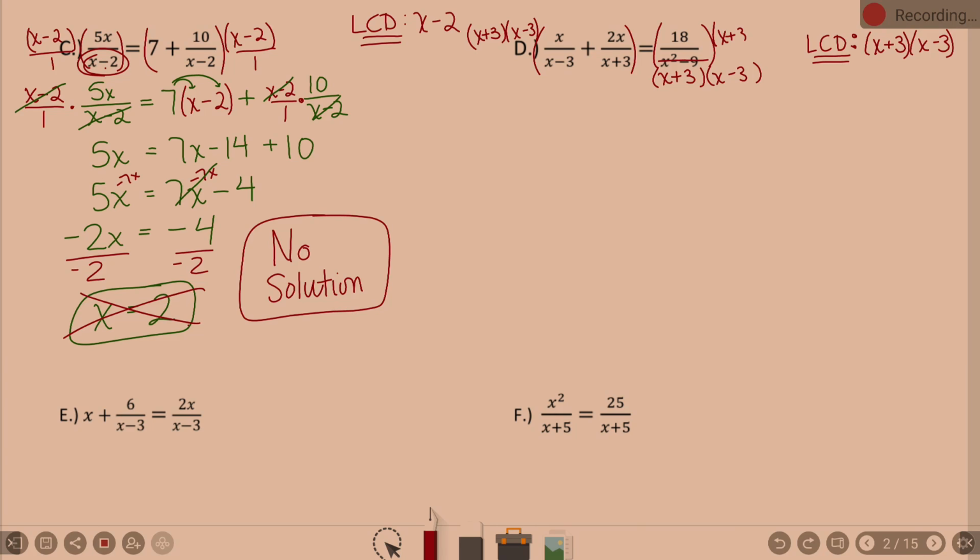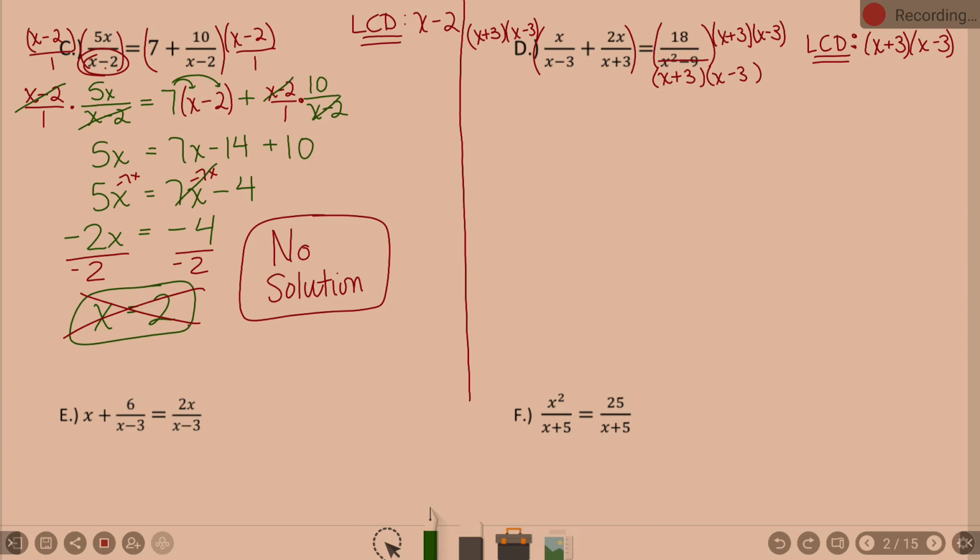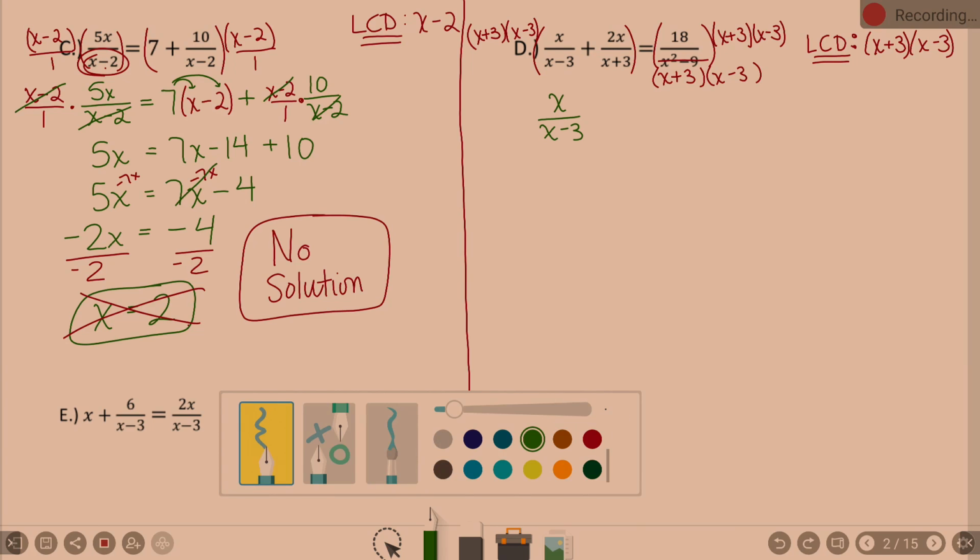X plus 3, x minus 3. And again, you might be at a point where you don't feel like you have to write this full first step out. I'm going to write it out for demonstration. So I'm going to take each piece. So I'm going to take the x over x minus 3, and it's going to be multiplied by what? X plus 3 and x minus 3.